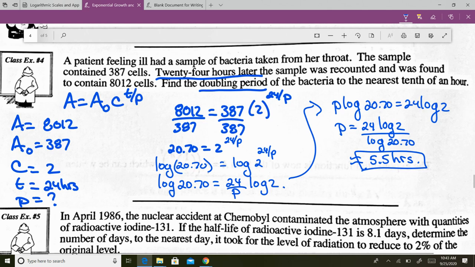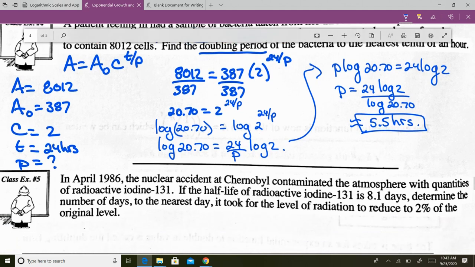11:20 do we end today? Yeah. 11:10? Really? All right, 11:10. Let's go then.